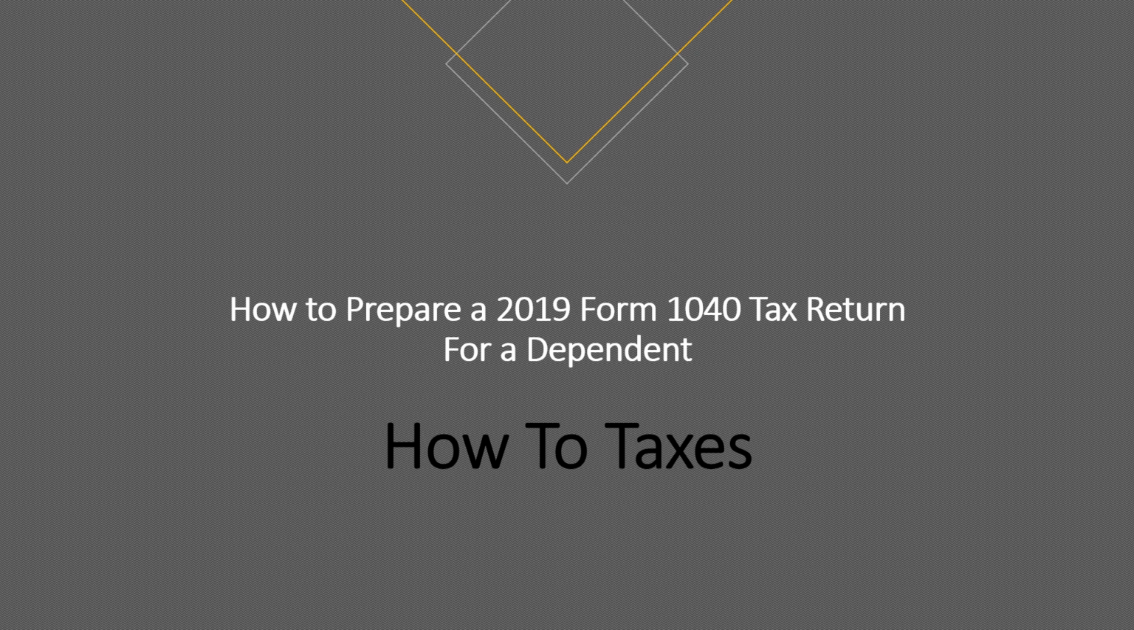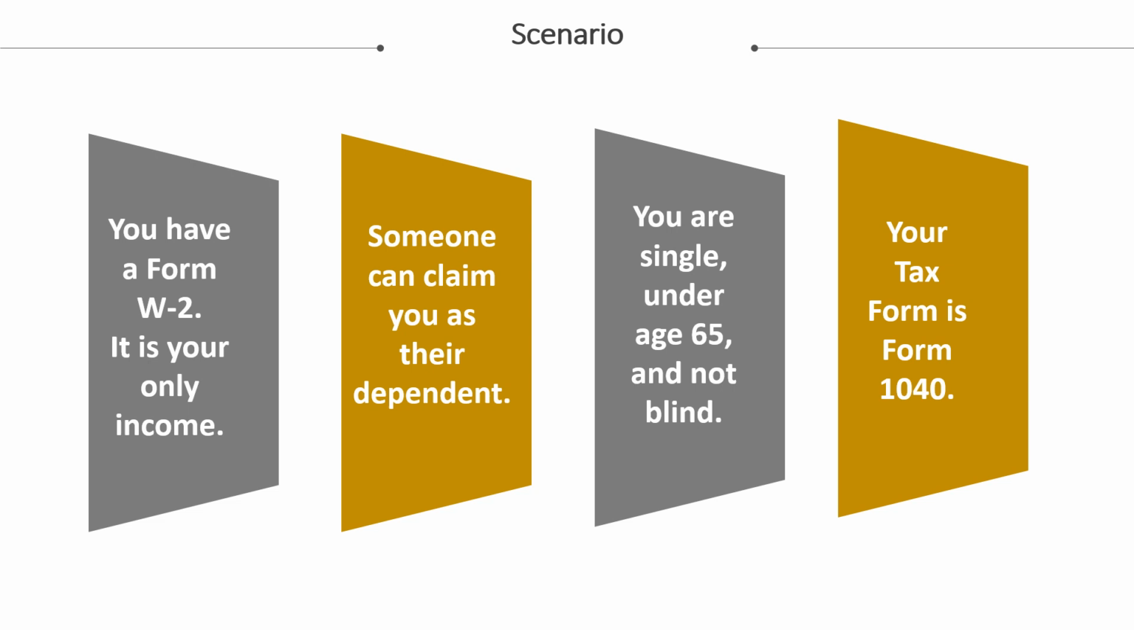I will take you step by step on how to fill out your 2019 Form 1040 in a short, simple video. In the scenario for this video, you had a job during 2019. You can be claimed as a dependent on someone else's return. You are single. Your tax form for the year 2019 would be Form 1040, as the last year to file an EZ or a 1040A was the year of 2017.